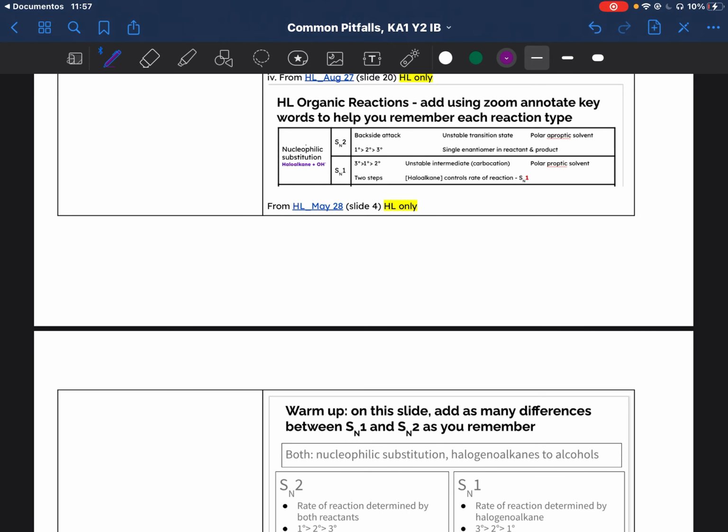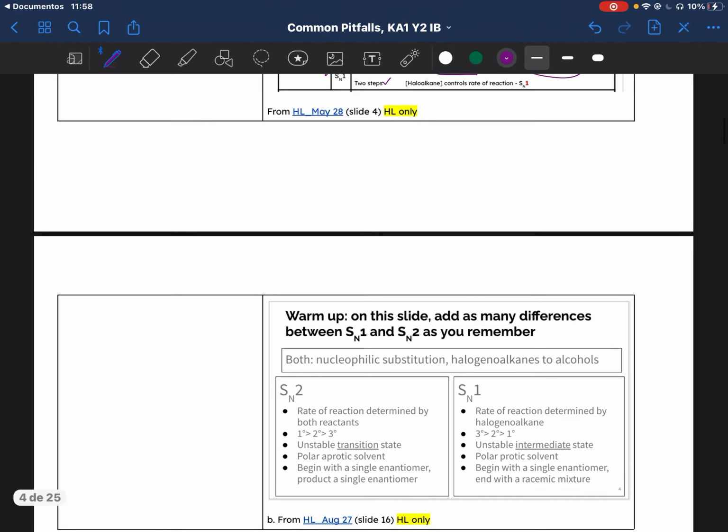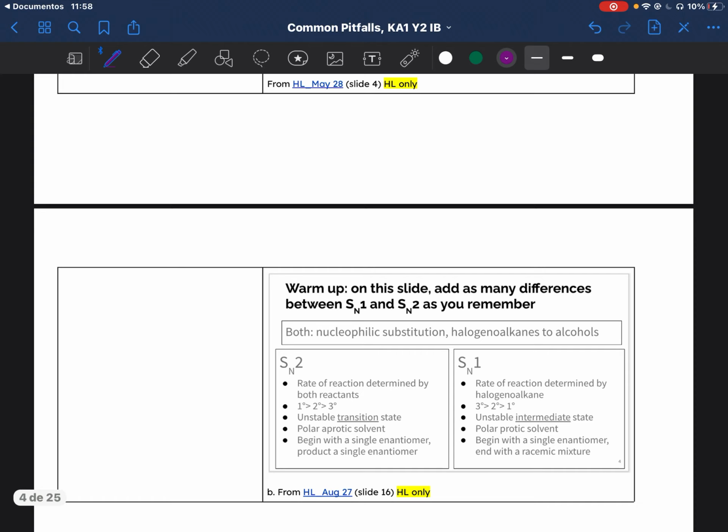So similarities, both nucleophilic substitution with a haloalkane and OH minus. You might have talked about the type of attack. You might have talked about transition state versus an intermediate. Lots of people mentioned the solvent. Some people mentioned the rate. Some people mentioned 2 steps versus 1 step. We, of course, saw way back when in May the same information again.